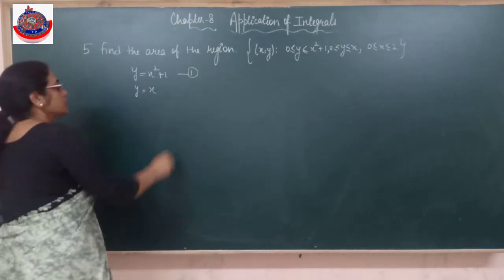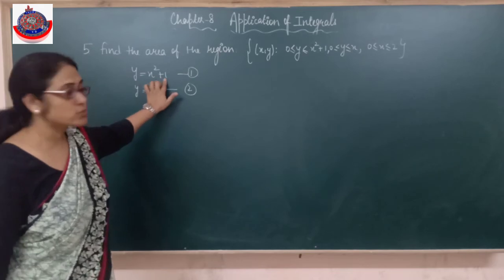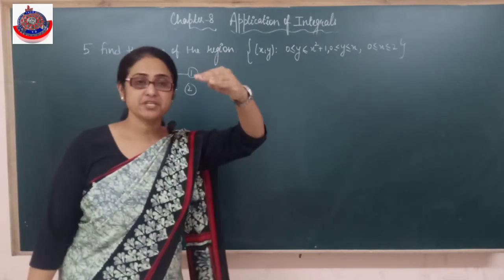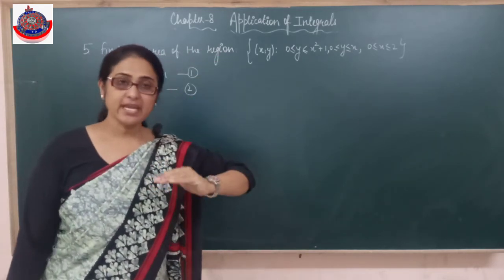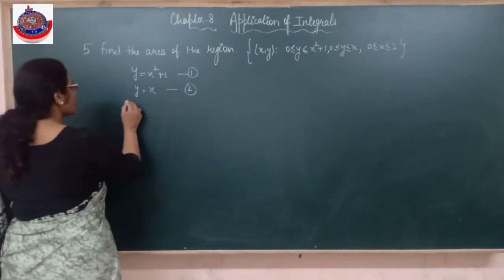Clear? Solve this point of intersection. This is a parabola, and you know this parabola has plus 1, that means its origin is shifted up. It is not at 0, it is not the standard form, it is little shifted up at point 1. Clear? So solve 1 and 2.